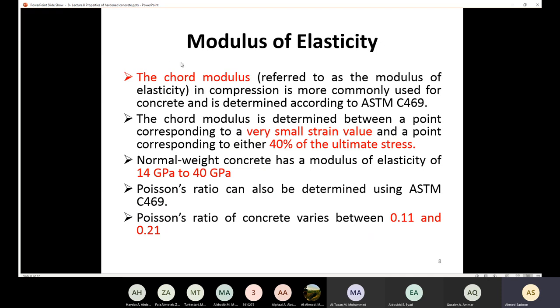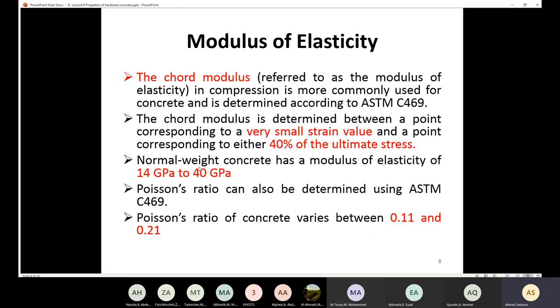If you remember the chord modulus, I need to have 2 points on the curve, then I need to connect between them, and then I'm going to determine the slope of that line. So according to the ASTM standard, the chord modulus is determined between a point corresponding to a very small strain value, this represents the first point, and a point corresponding to 40% of the ultimate stress. So now I have the first point, and this one is the second point.